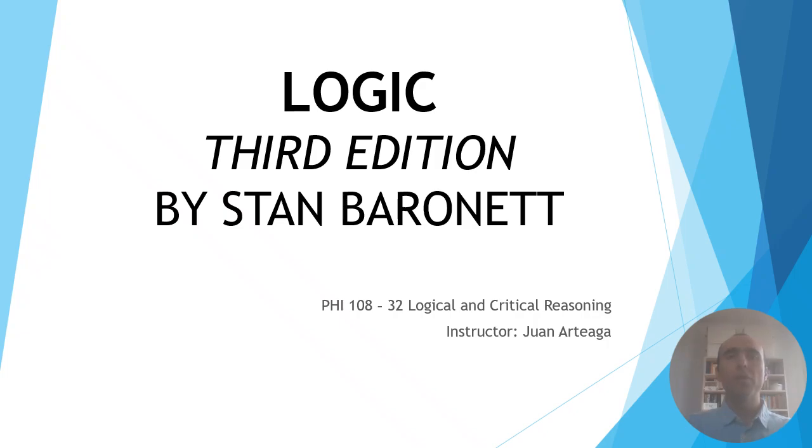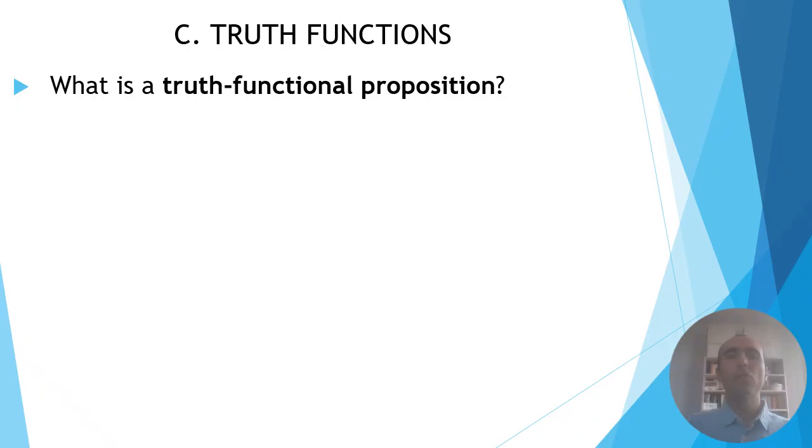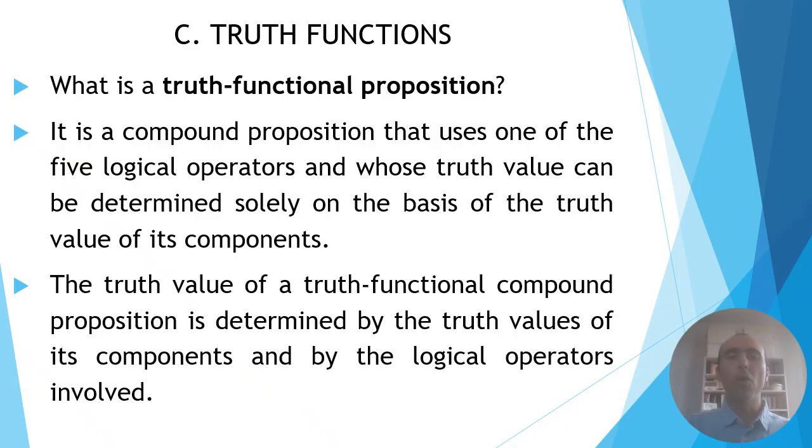Hello, today we will continue learning about propositional logic. We will focus on truth functions. What is a truth functional proposition? It is a compound proposition that uses one of the five logical operators and whose truth value can be determined solely on the basis of the truth value of its components. In other words, the truth value of a truth functional compound proposition is determined by the truth values of its components and by the logical operators involved.